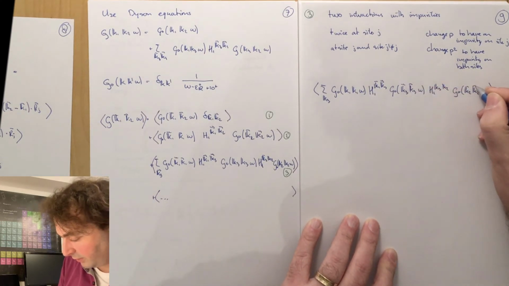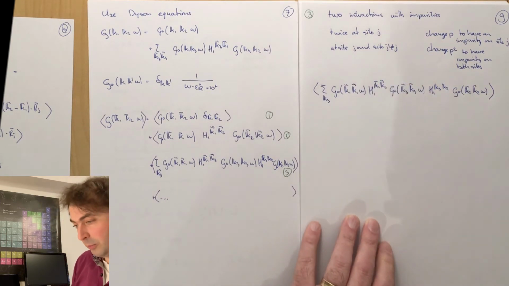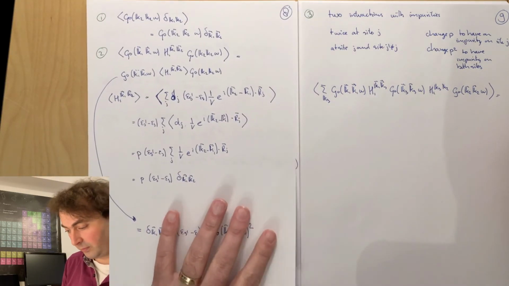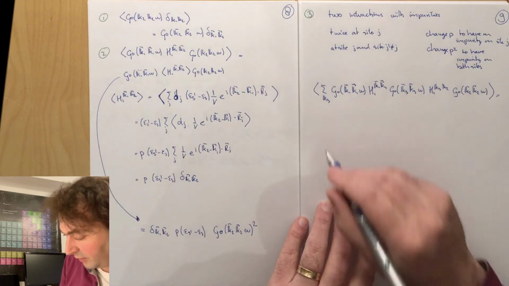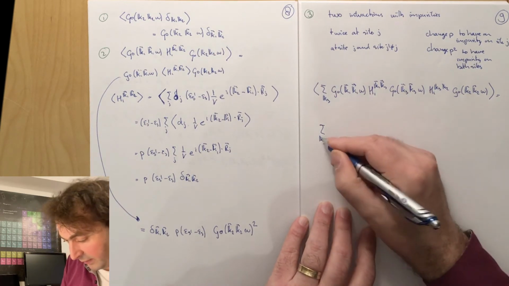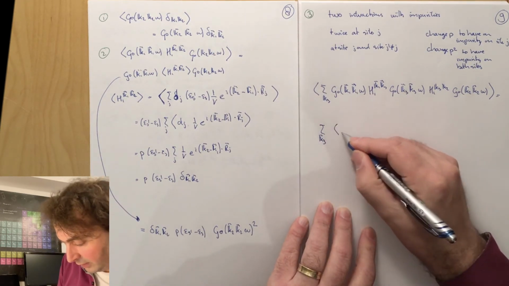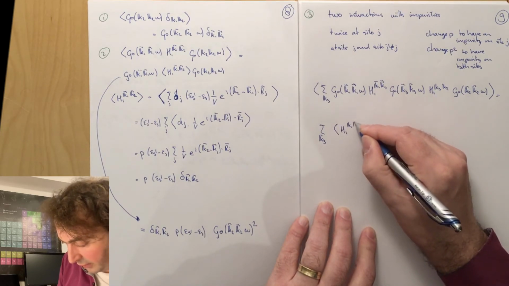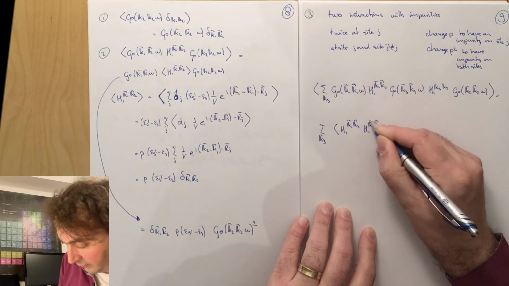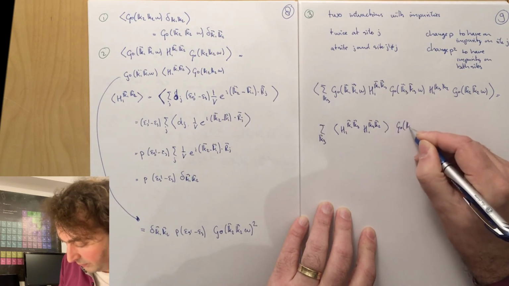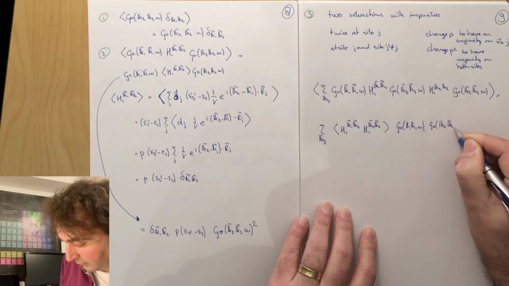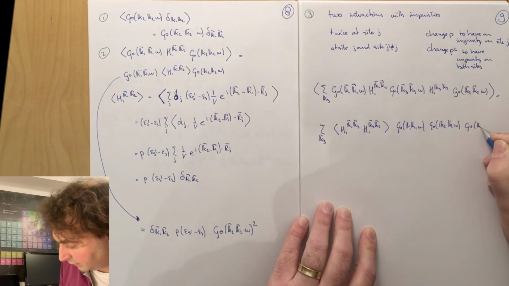Our bare propagators are propagators in a system without impurities, so they do not depend on the impurity distribution, and we can nicely take them outside of the average, such that we have the sum over all crystal momenta K3, and then the average over H1, where you go from K1 to K3, times H1 going from K3 to K2, and then G0, K1, G0, K2, and G0, K3.